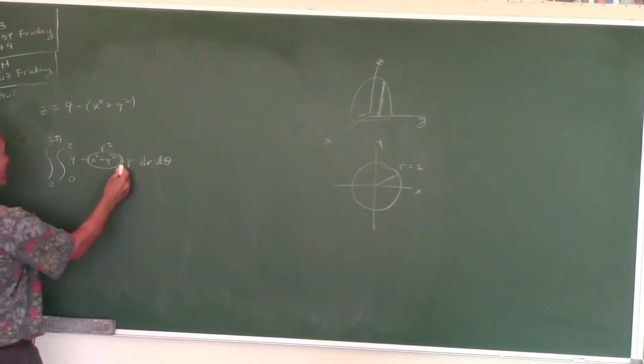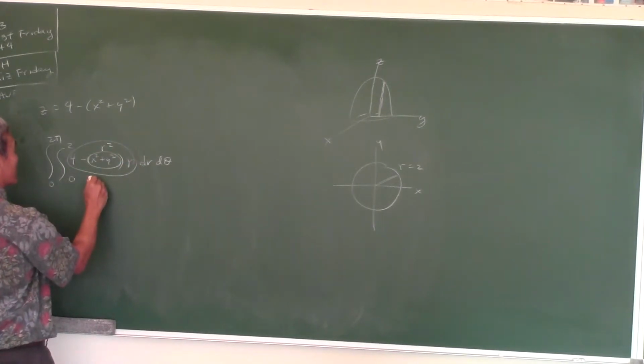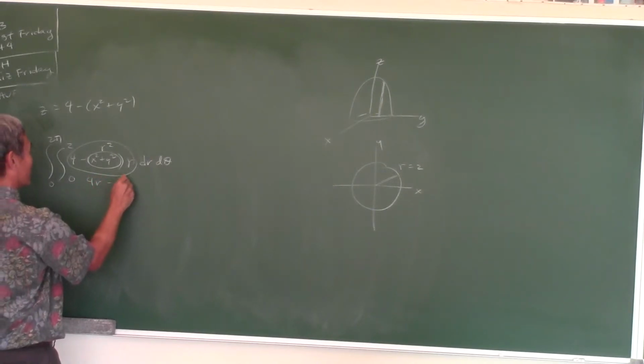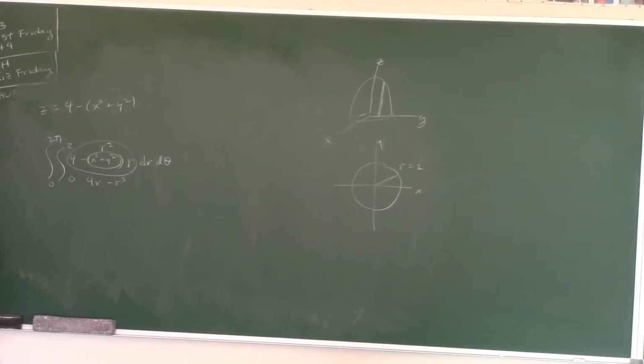So if I integrate with respect to r, you got to multiply this out first. So that's going to be 4r minus r cubed. Oh wait, it was 8 pi, yeah, I'm sorry. Okay, that's what I was thinking. Well, let's see if we get the same answer. If not, we're in trouble.